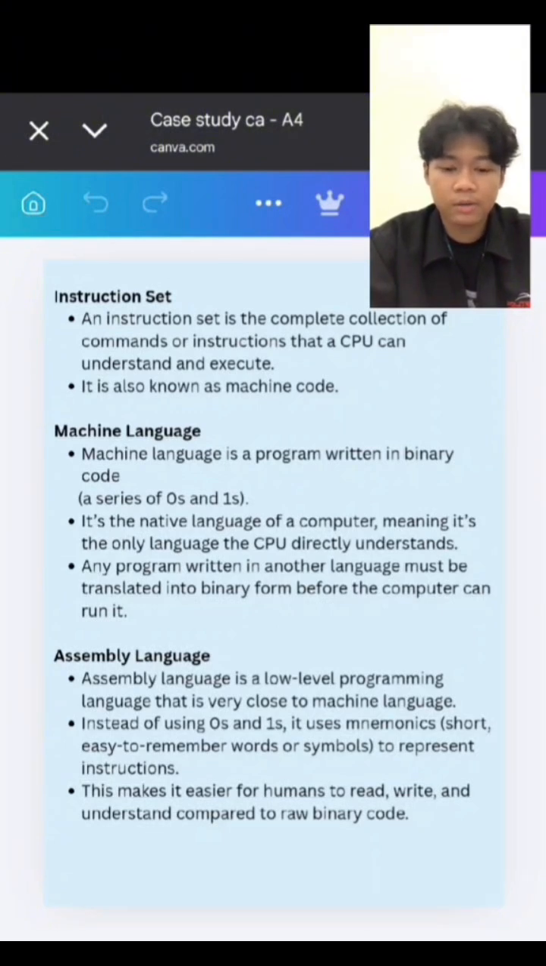And the third, we have assembly language. Assembly language is a low-level programming language that is very close to a machine language. Instead of using zeros and ones, it uses mnemonics. Mnemonics are short, easy to remember words or symbols to represent instructions. This makes it easier for humans to read, write, and understand compared to raw binary code, which is a 0 and 1.